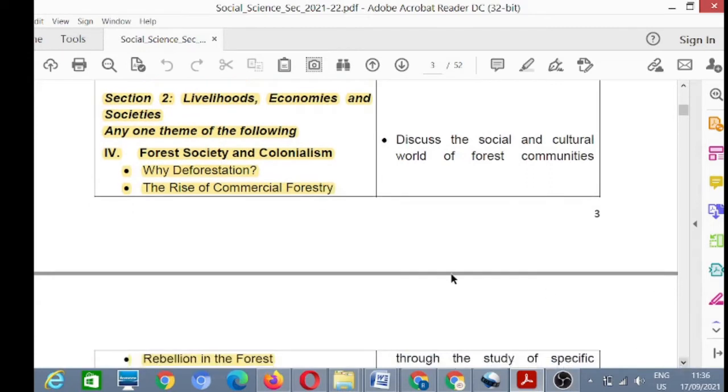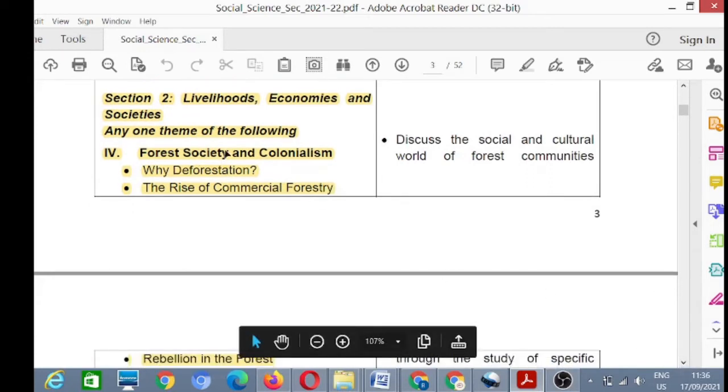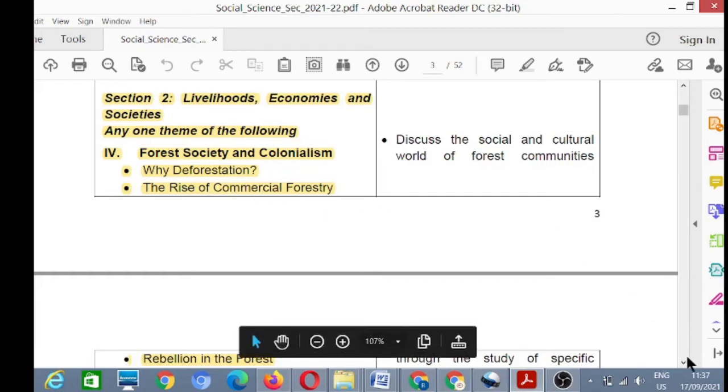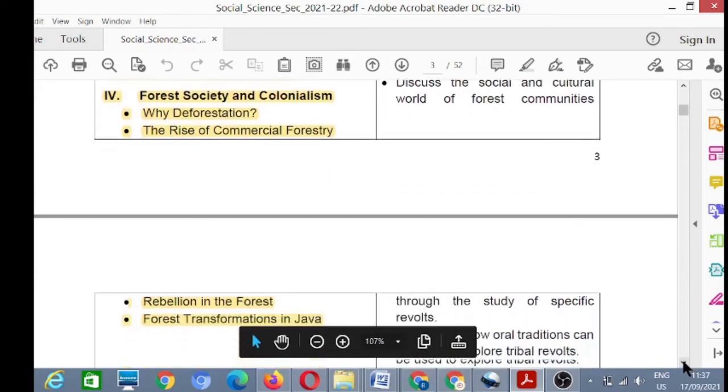Now first is forest society and colonialism. Now why deforestation? Forestation means you are increasing the number of trees, and deforestation means you are cutting the trees or decreasing the number of trees. Now second topic is the rise of commercial forestry. Increase in number of trees for commercial use.